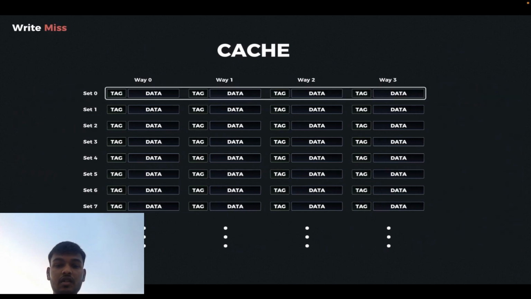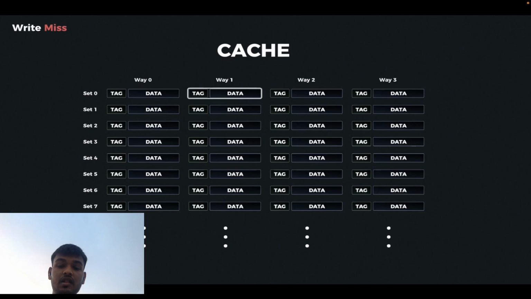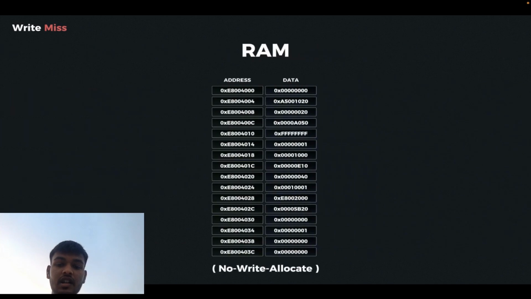In a write miss scenario, the modified address is not found in the cache. Here, the system must decide how to handle the cache miss. It can either allocate space in the cache, load the data and update there, or skip the cache entirely and write the new data directly to the main memory.